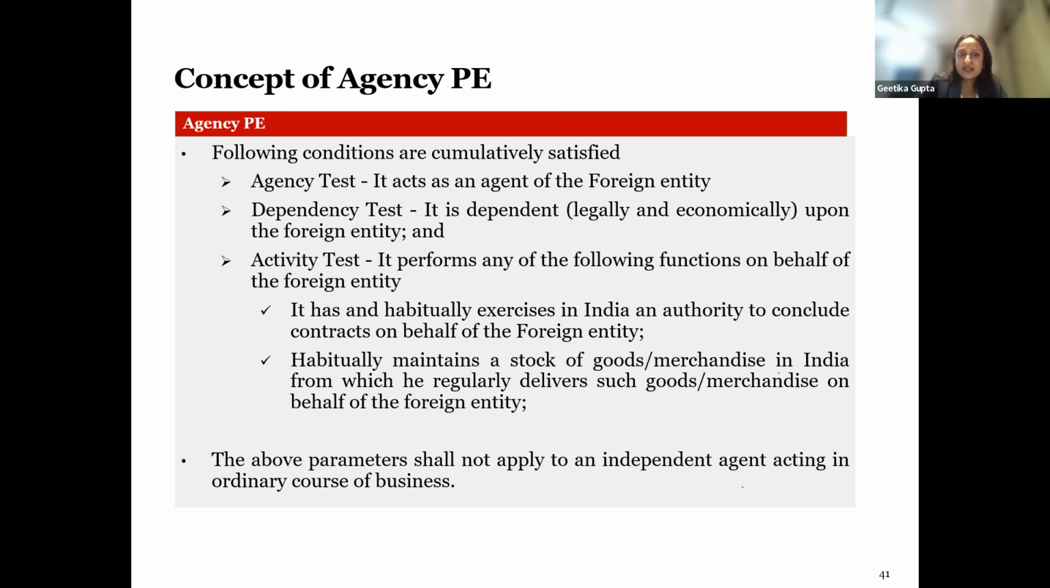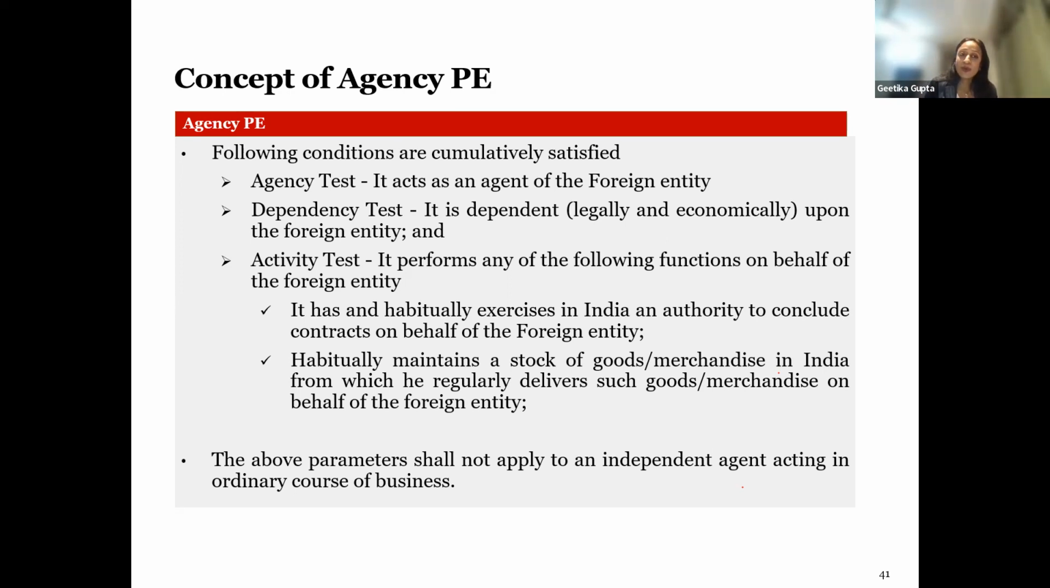See, the first condition is the agency test. Whether the Indian person who is said to be an agent of a foreign entity is an agent or not. Normally, in normal parlance, as we interpret how agency works, it is whether the agent has the authority to bind the foreign enterprise. If it has, the person will be construed as an agent. If the Indian entity is not an agent of the foreign entity and is doing the activities on a principal-to-principal basis, then there is no agency concept.